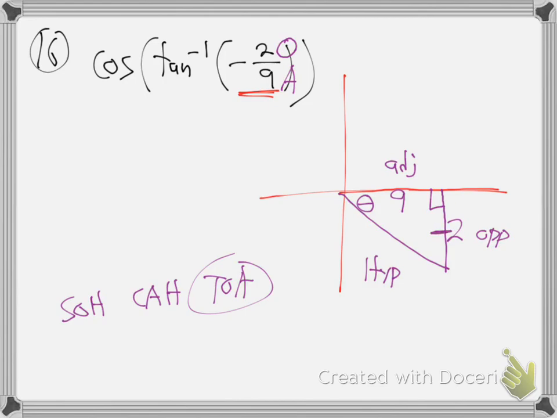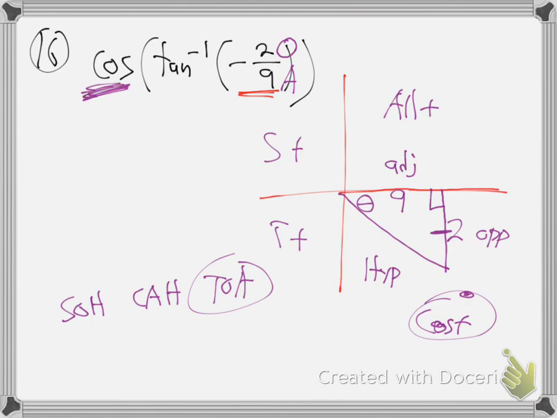So you could do that, but if you'd rather not worry about that, you could just say, look, in the end, I'm finding cosine. I'm in the fourth quadrant. All students take calculus. So in the fourth quadrant, cosine's positive. My answer is positive in the end. Forget about sines. That'll work. You know you're in the fourth, and you know cosine's positive. Cosine's the final answer. It's going to be positive.